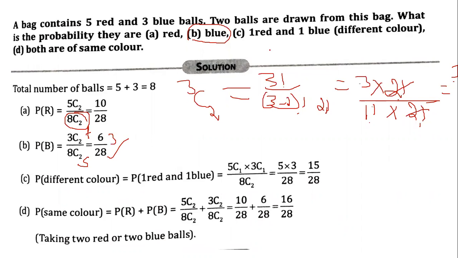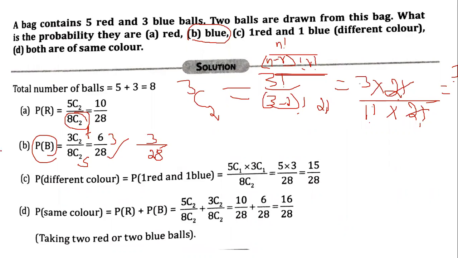So always use the formula of n factorial by n minus r factorial into r factorial. You should use this formula only and then solve for the combinations. So the probability of getting the blue color is 3 by 28. Just write it in the fraction form only, 3 by 28.